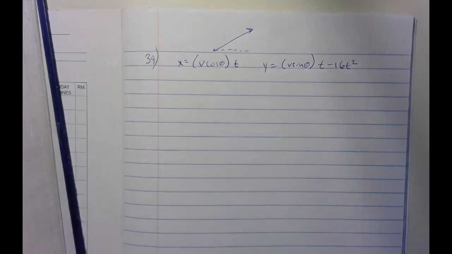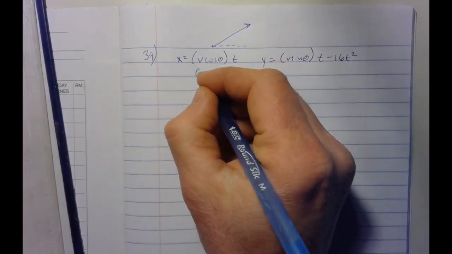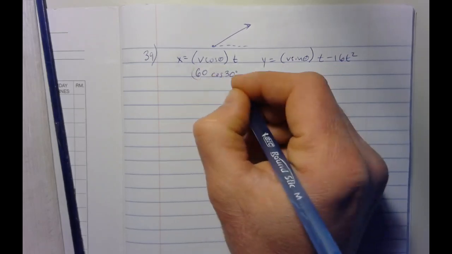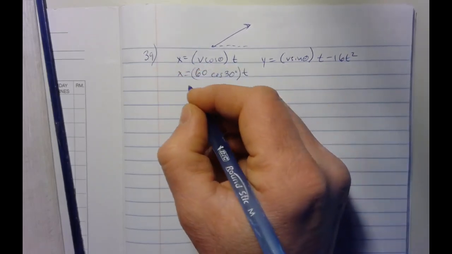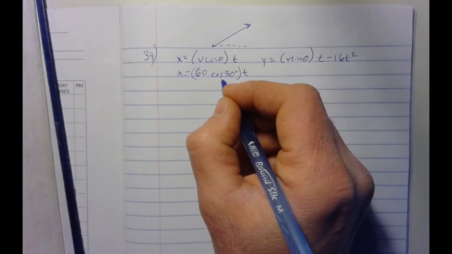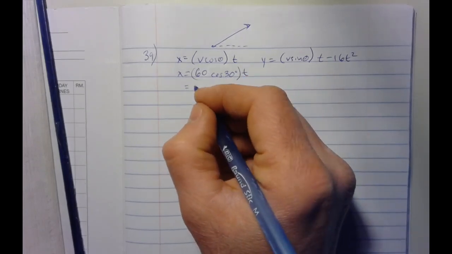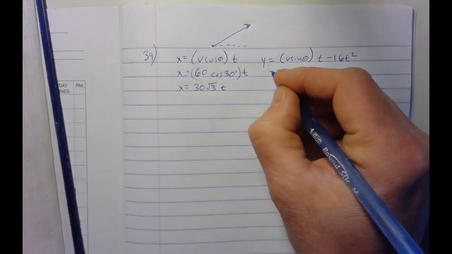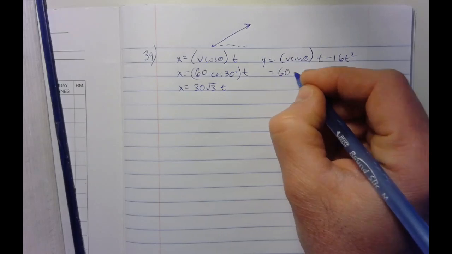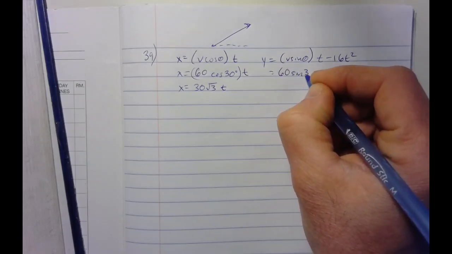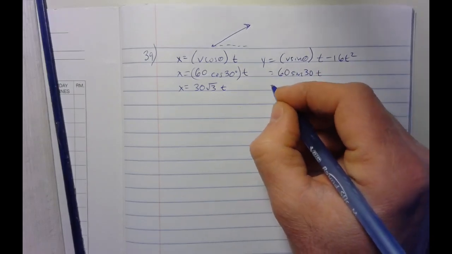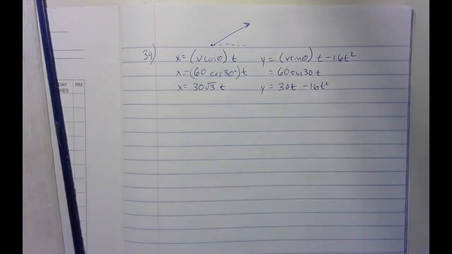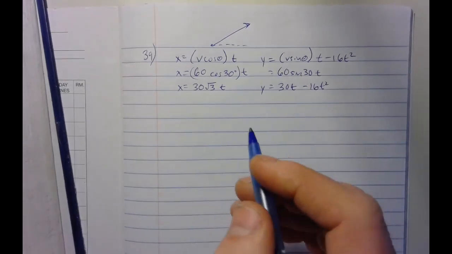Okay, so 60 is going to be the v there, and cosine of 30, t, and that's my x. Cosine of 30 is root 3 over 2, so that's going to be 30 root 3 t, that's my x right there. My y, v again is 60, right? Sine of 30 is 1/2, so this is going to be 30t minus 16t squared, that's y. And so that's the equation for part A.